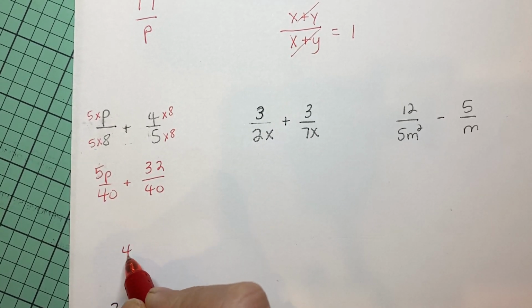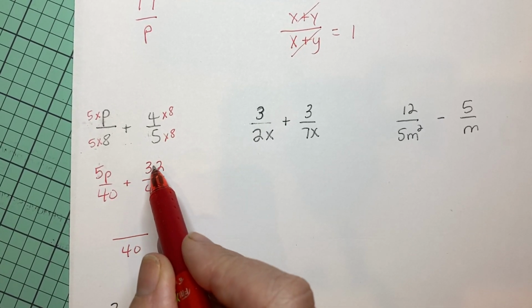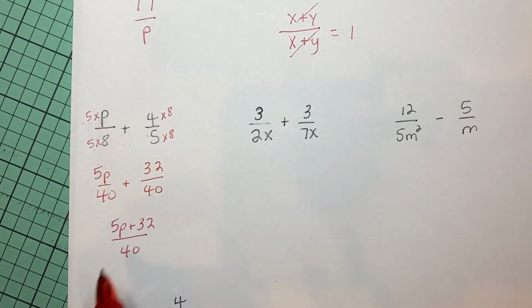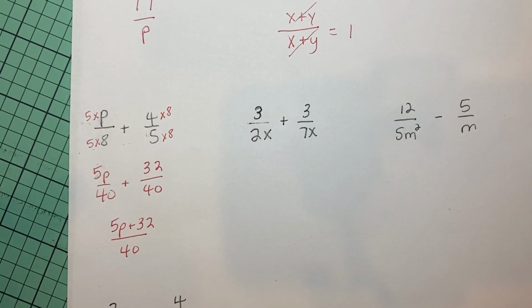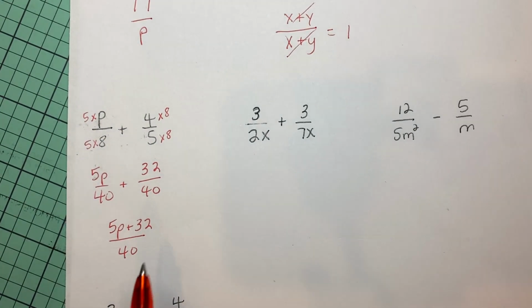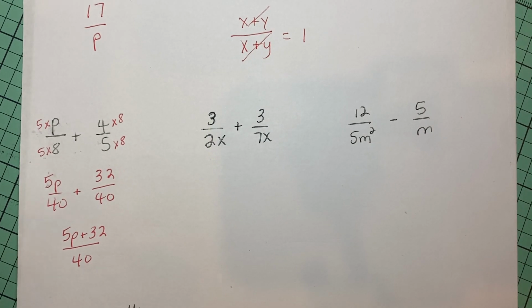Now the denominators are the same, and so I'm going to add my numerators. I can't add a letter and a number, so you just write it as 5p plus 32. In this class, if you could reduce, you would want to reduce, but none of these today will let that happen. But it could happen when you get on up into college algebra.